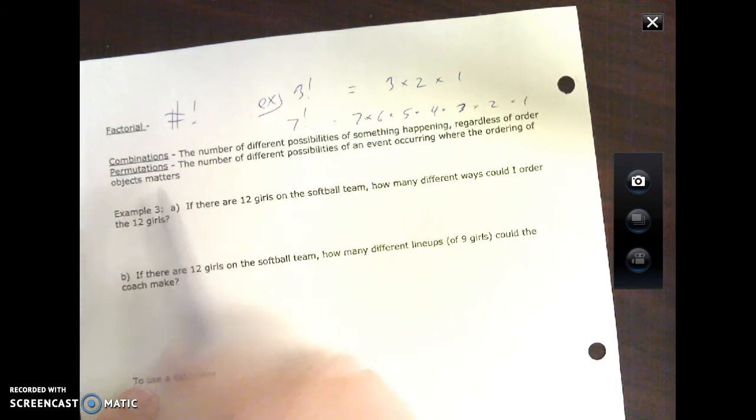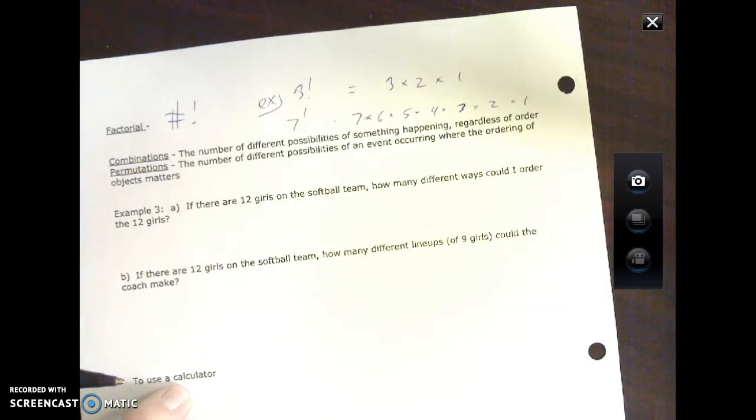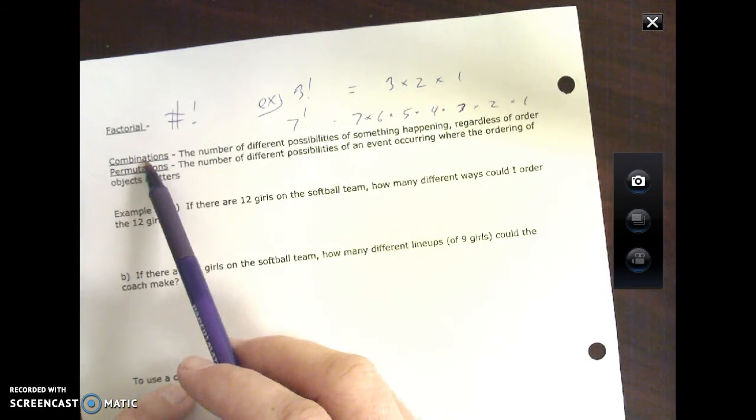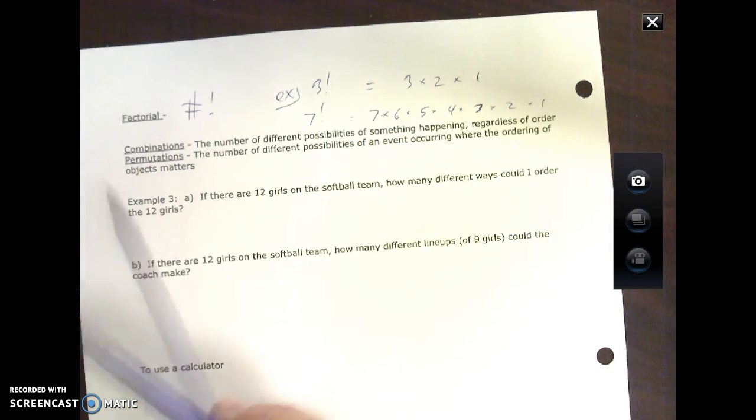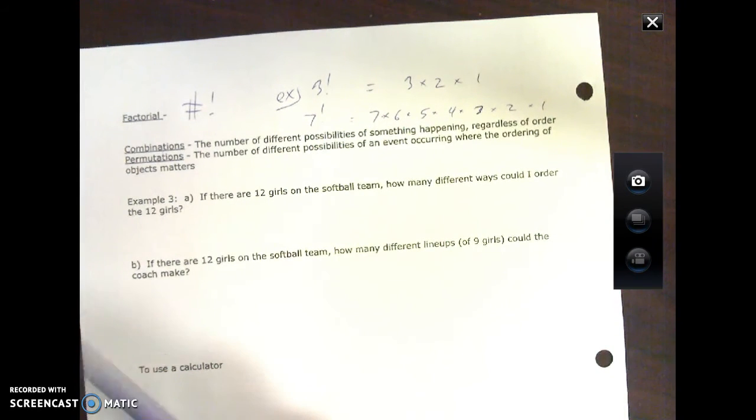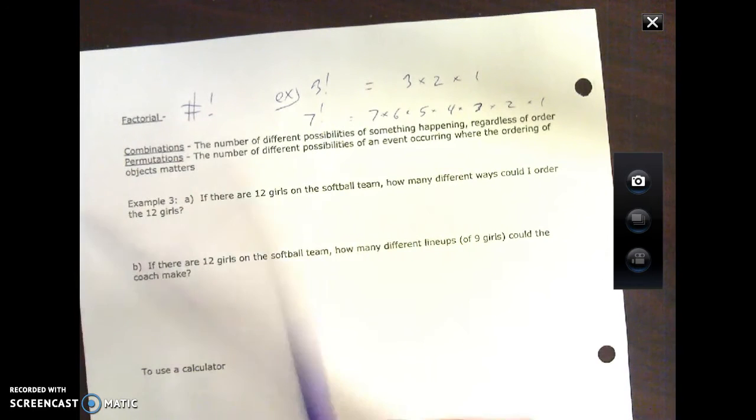So we have 2 types of things we're going to take a look at. The first is combinations, the number of different possibilities of something happening regardless of order. And permutations, the number of different possibilities of an event occurring where the order of objects matters. Typically you see combinations like, I'm picking 3 books out of a pile of 7. Okay? So there's no real order in terms of which book I should pick first.